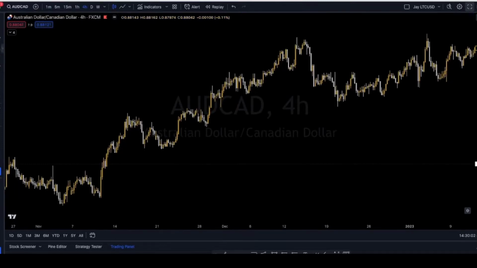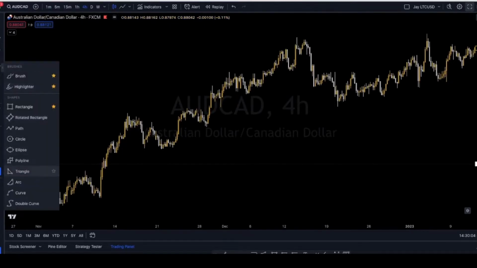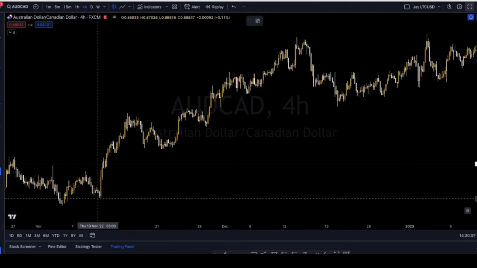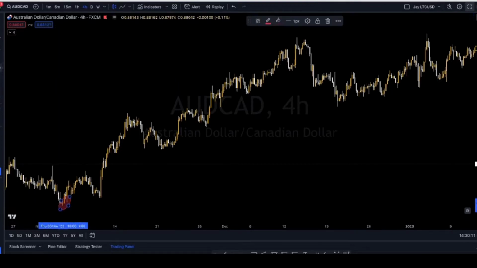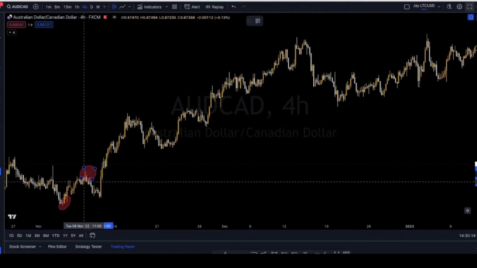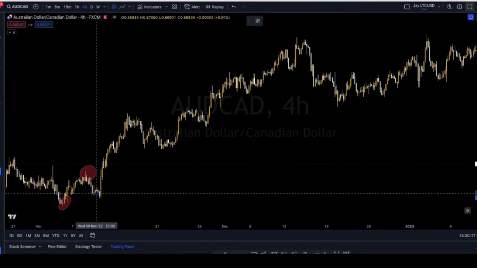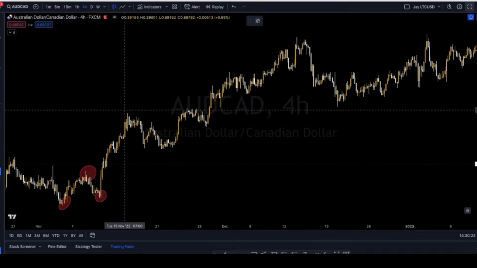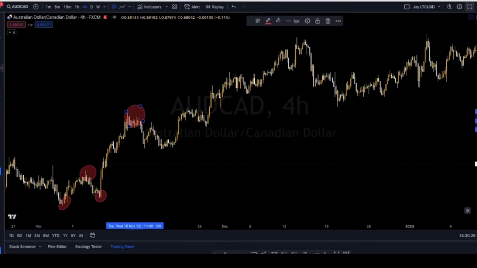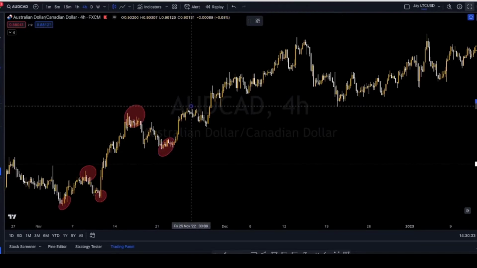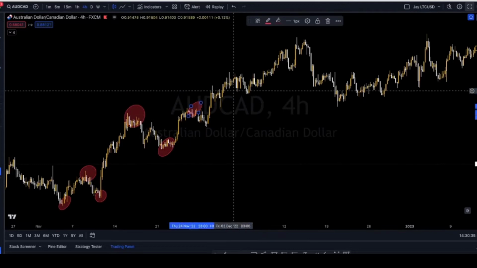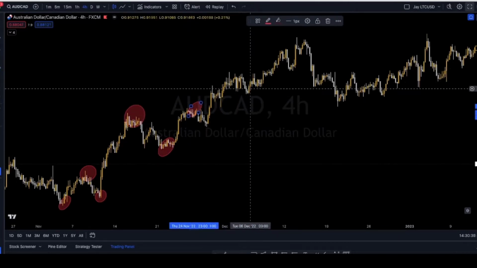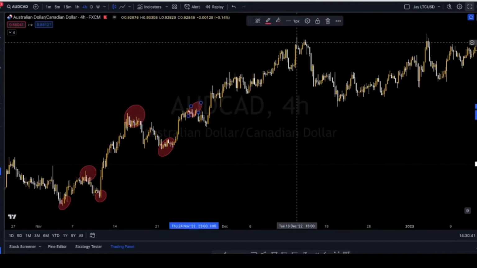So the areas of interest here for identifying the trend is we have a low, we have a high, we have a higher low, which is crucial for our uptrend, of course, we have a higher high. Now we have another higher low, a higher high, and that's how it goes. It moves on, higher low, higher high, higher low, and a high.